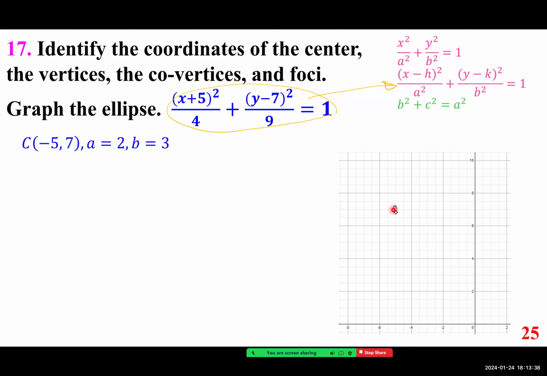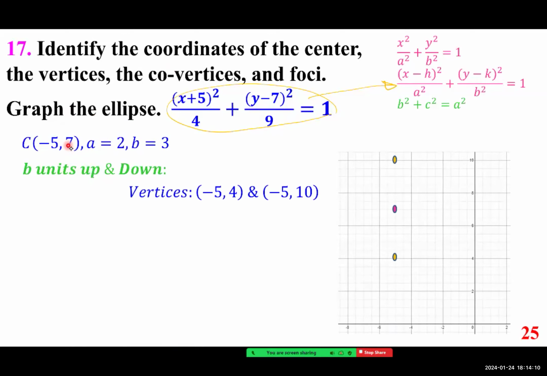Now, because b is larger than a, it's elongated along the y-axis. So the vertices would go from the center b units up and b units down. If I want to go b units up, I'm going to add 3 to 7, so it becomes -5, 10. If I want to go down, I'm going to subtract 3: -5, comma 4. So -5, comma 4 and -5, comma 10.